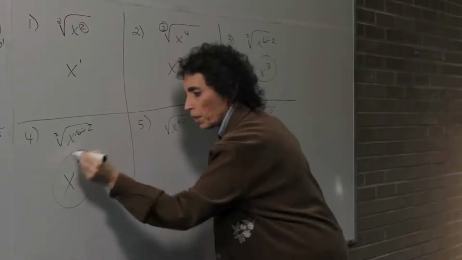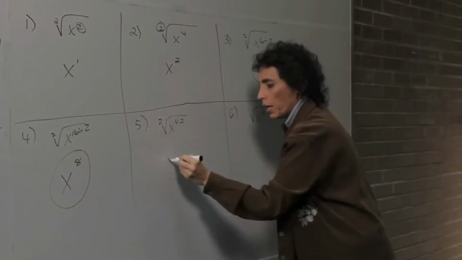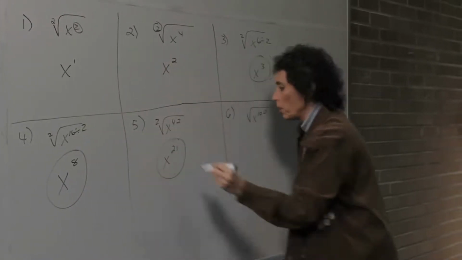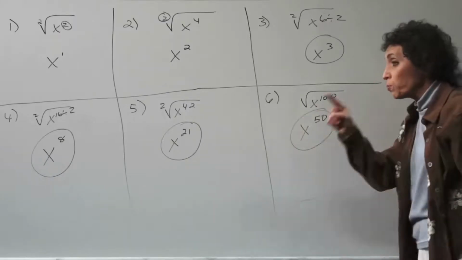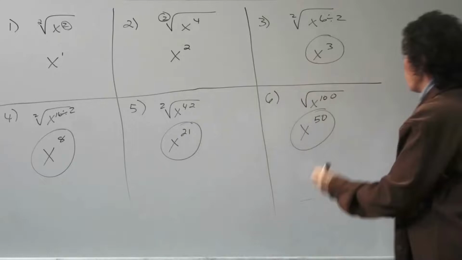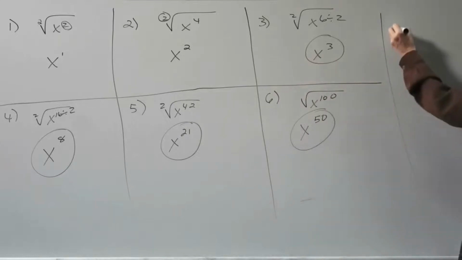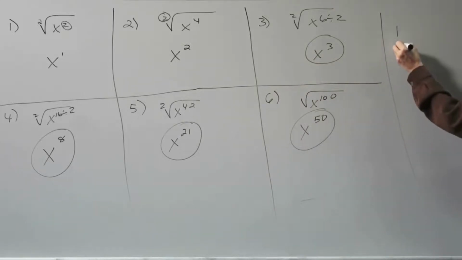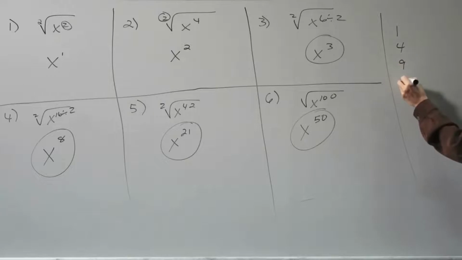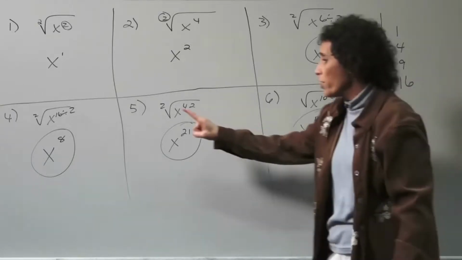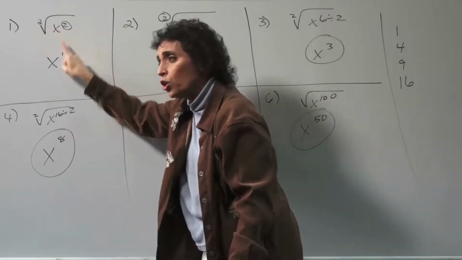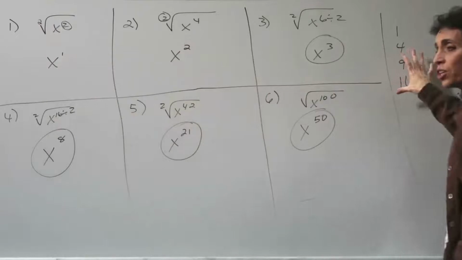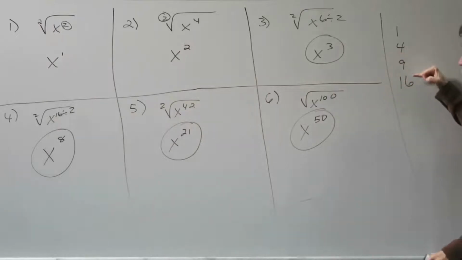Here, same thing, x to the 21st. Same thing here, x to the 50th. We do that with exponents, not with numbers. Remember, perfect square numbers might be 1, 1 times 1, 2 times 2 is 4, 3 times 3 is 9, 4 times 4 is 16. Here's what you might recall about this. Perfect square exponents are going to have to be even because you have to divide them by 2. But perfect square numbers do not have to be even. Some are even, some are odd.